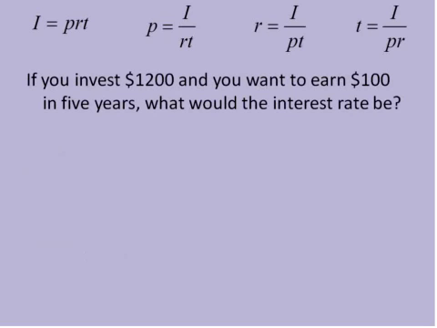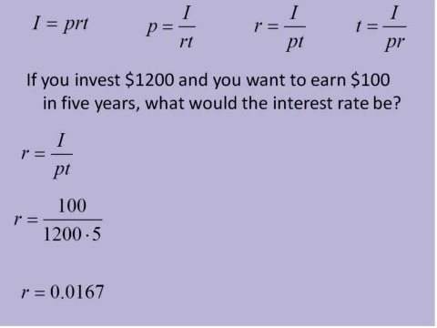The final question, if you invest $1,200 and you want to earn $100 in 5 years, what would the interest rate be? So that one there, we're looking for the interest rate, so we're going to use our third equation. The rate is equal to the interest divided by the principal times the time. The interest I'm trying to earn is $100, so that's going to be up top. My principal amount, how much I'm investing, is $1,200, and the time is 5 years.